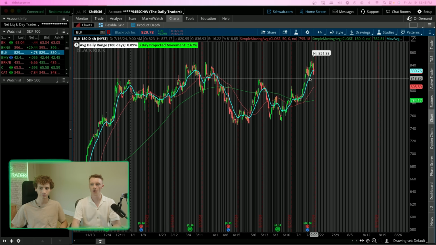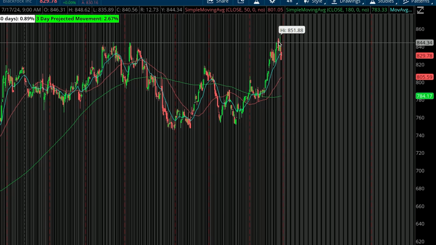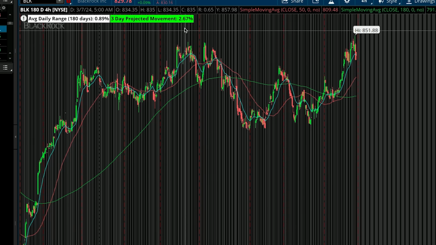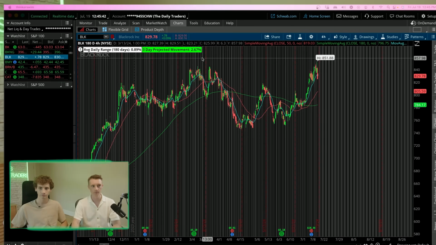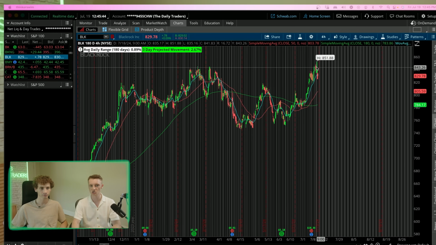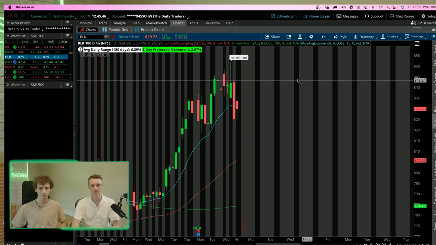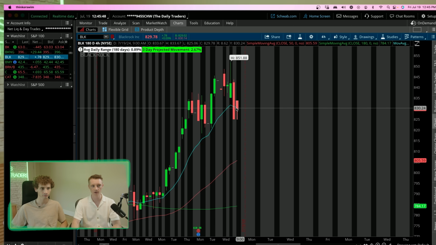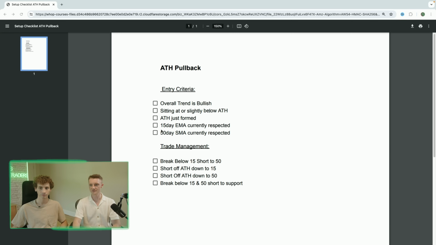We want to see that all-time high has just been formed, okay? Not looking at an all-time high that's been formed back here. We want to see that all-time high was just formed and we're sitting right around that all-time high. Looking at our candles, looking at where we're trading, we want to see that this stock is trading around that all-time high. Simple. The 15-day EMA currently respected, okay? And then the 50-day SMA currently respected.